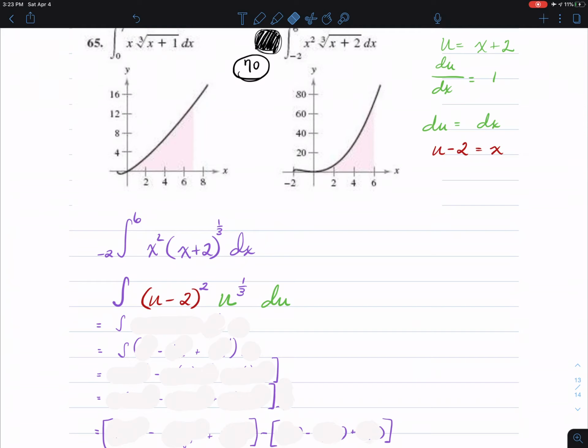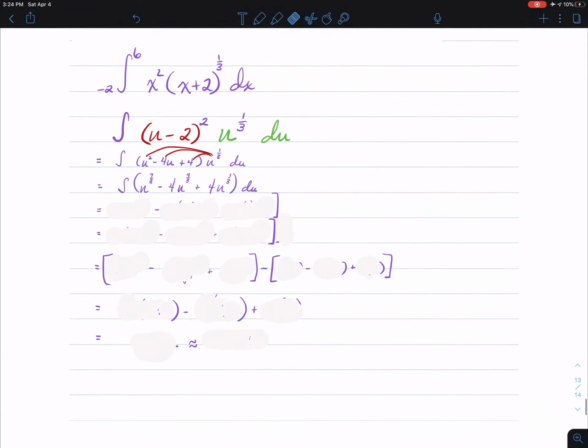Now, we cannot distribute here like we did previously. The first thing we're going to need to do is square our quantity. So just use foiling there. Times u to the 1/3. And now I can distribute to all three of these terms. So distribute, you get u to the 7/3, minus 4u to the 4/3, plus 4u to the 1/3 du. I can integrate each of these pieces individually.